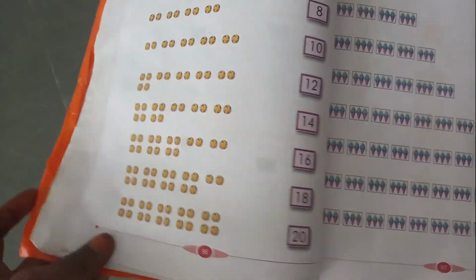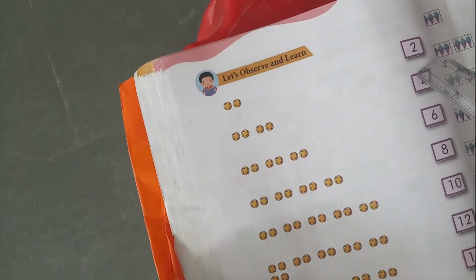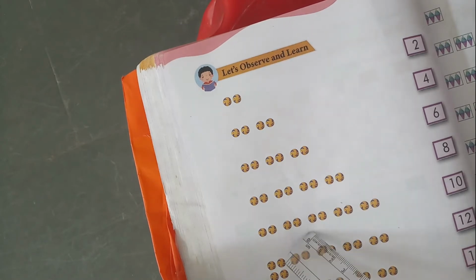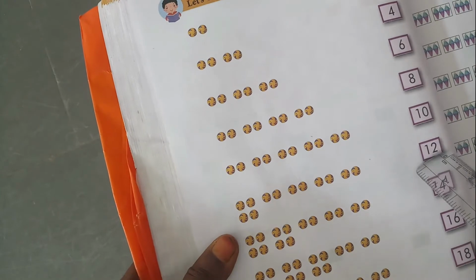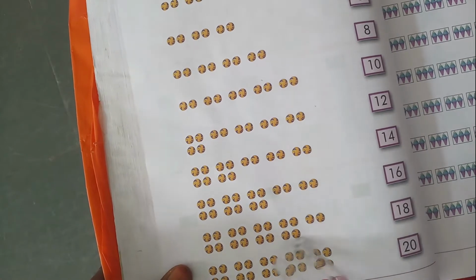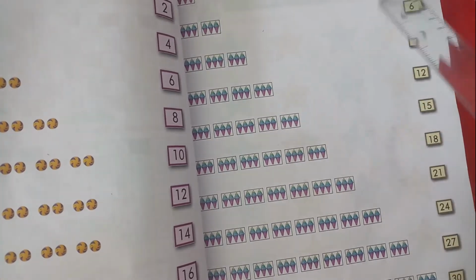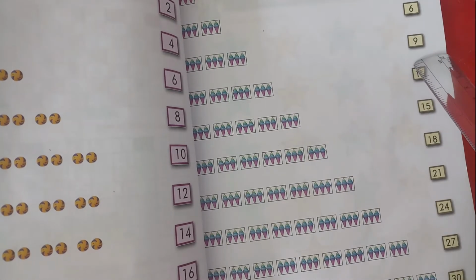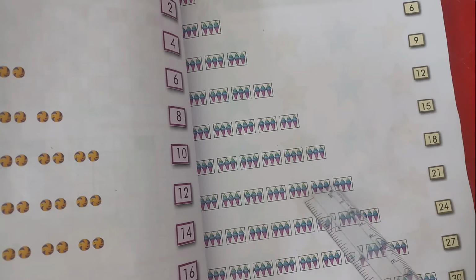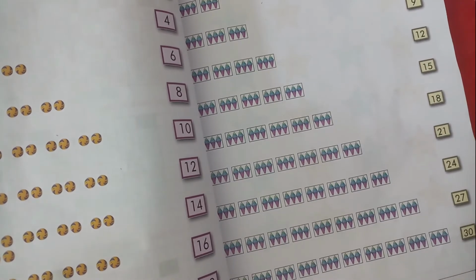Now turn to the next page. So let us observe and learn. Here the multiplication table is there. See, children, 2 ones are 2, 2 twos are 4, 2 threes are 6, 2 fours are 8, 2 fives are 10, 2 sixes are 12, 2 sevens are 14, 2 eights are 16, 2 nines are 18, 2 tens are 20. Now here the 3 table is there. 3 ones are 3, 3 twos are 6, 3 threes are 9, 3 fours are 12, 3 fives are 15, 3 sixes are 18, 3 sevens are 21, 3 eights are 24, 3 nines are 27, 3 tens are 30.